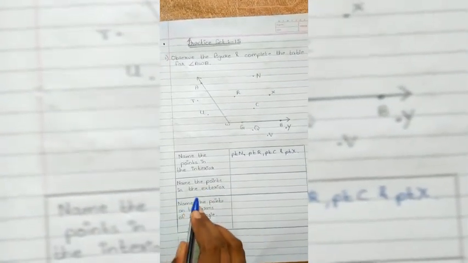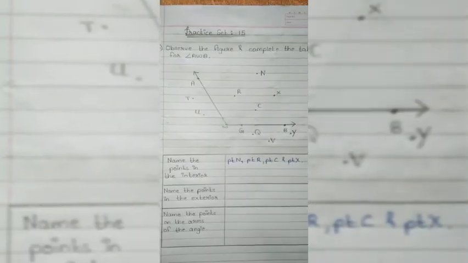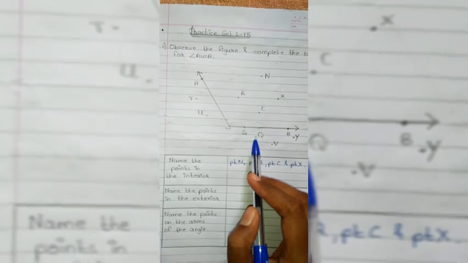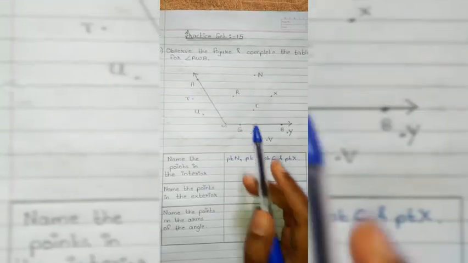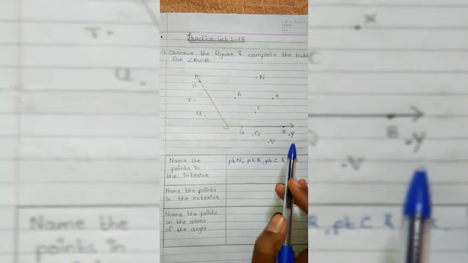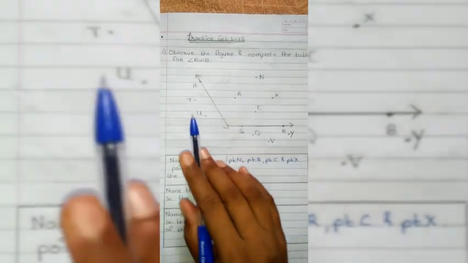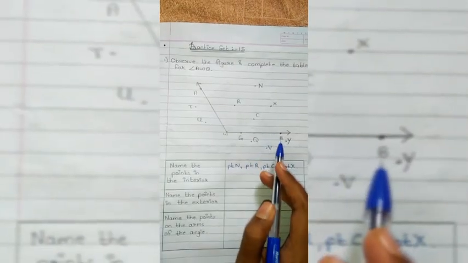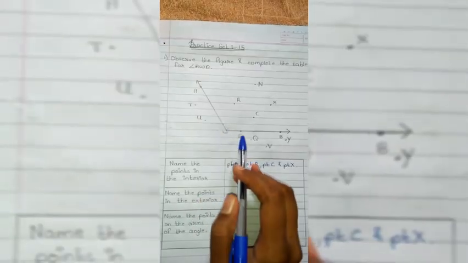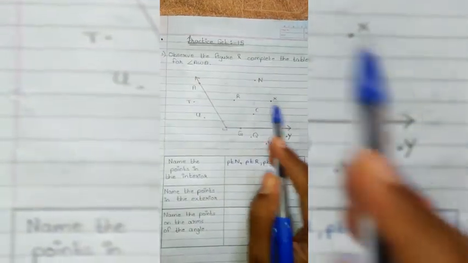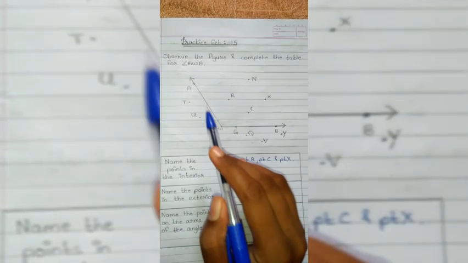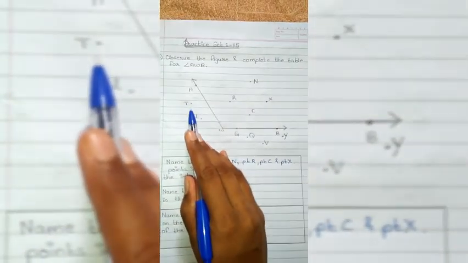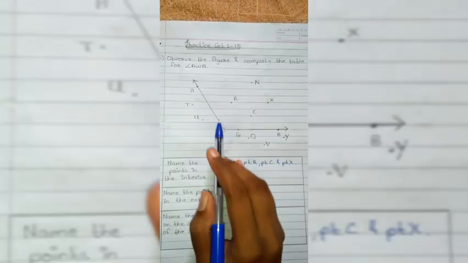Name the points in the exterior. Point T, point U, point Q, point V and point Y are the points in the exterior because they lie in the plane of an angle and they do not lie on the arms of an angle and are not the interior of an angle. Therefore, these are nothing but points in the exterior of an angle.